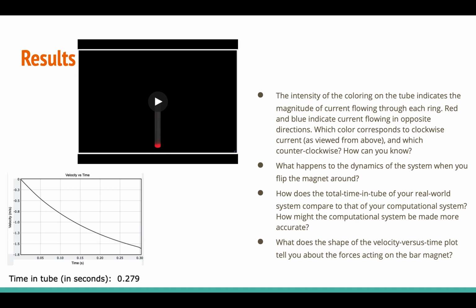What does the shape of the velocity versus time plot tell you about the forces acting on the bar magnet? Well, as you can see, the velocity is still increasing, even though it is increasing at a slower rate, continuing throughout the graph. This displays that there is a force counteracting the downward motion. However, it is not enough to prevent the magnet from falling to the floor.